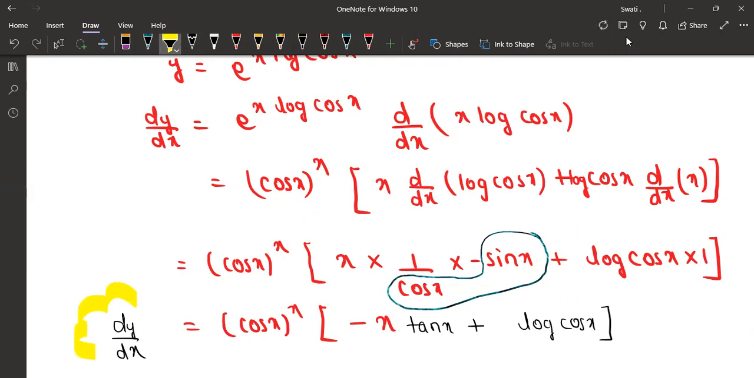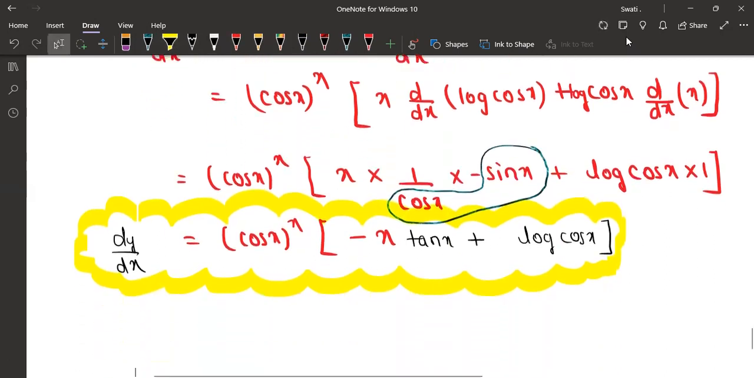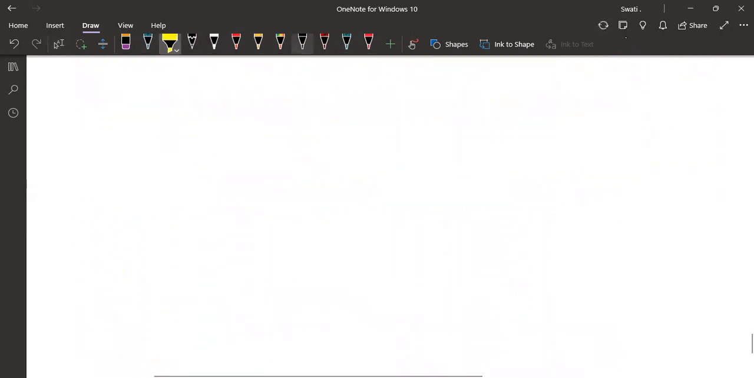If you want, you can also rewrite this as cos x raised to x, and then into log cos x first, and then minus x tan x. So this is the answer. Now we can go to the next question.